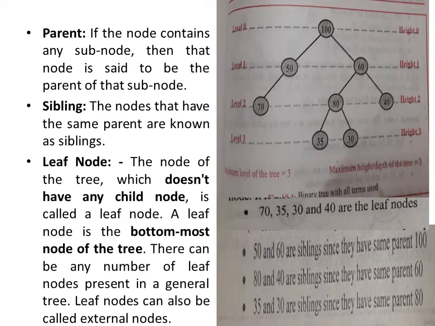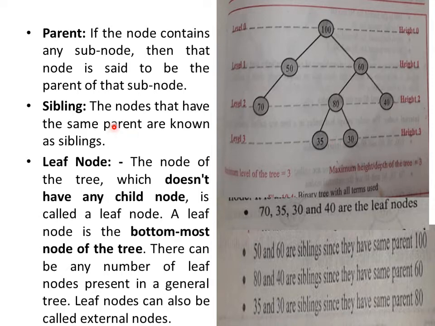Then what is the parent node? If a node contains any subnode, then that node is said to be the parent of the subnode. Here you can see 50, 60, 80. These are the subnodes. Therefore, this is called a parent node. Here you can see 70, here 35 and 40 are the leaf nodes of this one. Which are the parent nodes? The parent nodes are 50 and 60, and 70, 35, 30 and 40 are the leaf nodes.